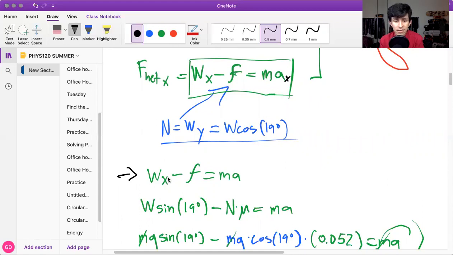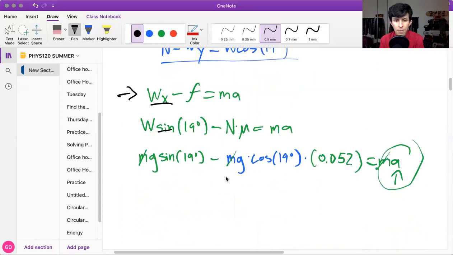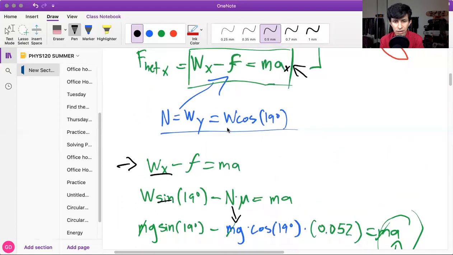So the weight in the X minus the frictional force is equal to MA. So it's just this equation. We're going to plug in what the weight in the X equals. It's W sine of 19 minus friction, which is mu times the normal force, and that's equal to that. If we go down, we can plug in what W is equal to: mass times g times sine, minus mass times g times cosine. So the normal force is this right here.